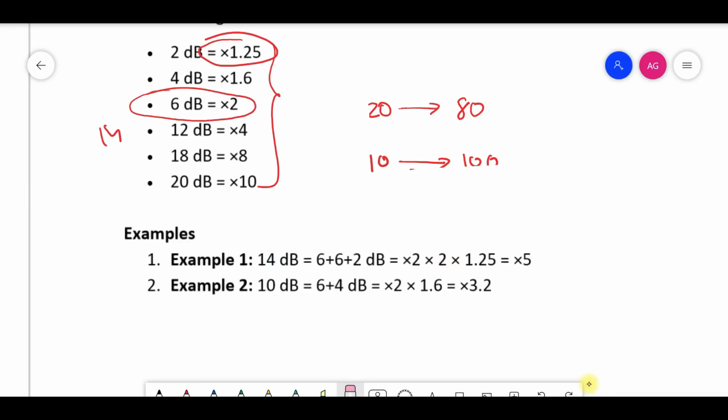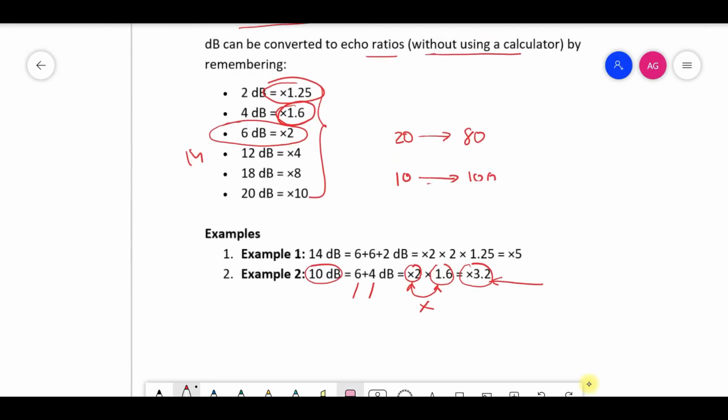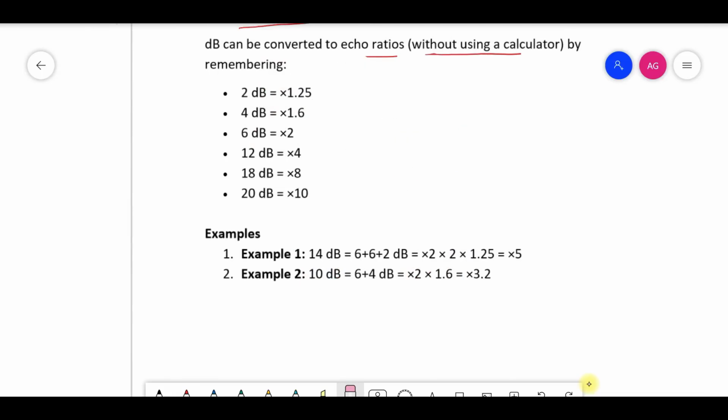Similarly, another example is 10 dB. In 10 dB, 6 plus 4 becomes 10 dB. So for 6 it is into 2, it will become 2 times, and for 4 it is into 1.6. Okay, so you have to do 2 asterisk 1.6. That means you have to do multiplication here. So if you increase it by 10 dB, then the height of the echo will become 3.2 times. Okay, so this is very useful. If you want, you can also take a screenshot of this.